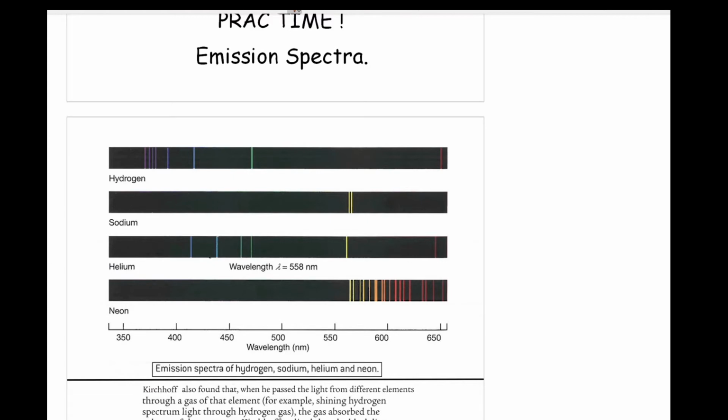Here we see the emission spectra for hydrogen. In actual fact, it gives off 8 different wavelengths of light. Sodium, it would appear, only gives off 2 specific wavelengths of light. Helium, several, and neon appears to be mostly in the longer end of the spectrum. The wavelength is longest here. This is the shortest down here.